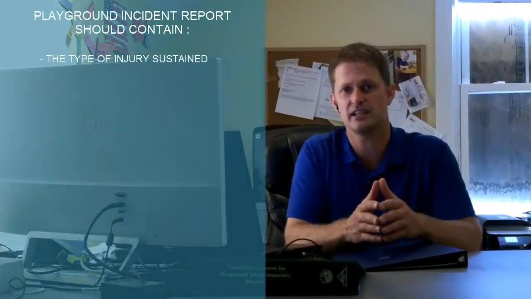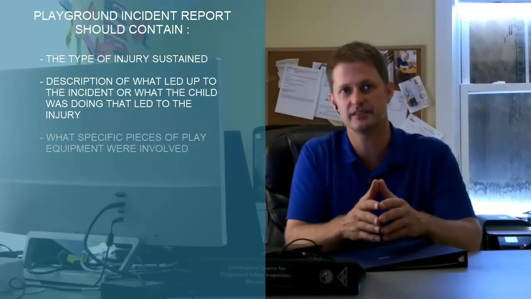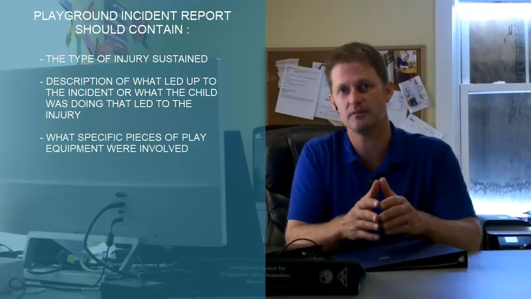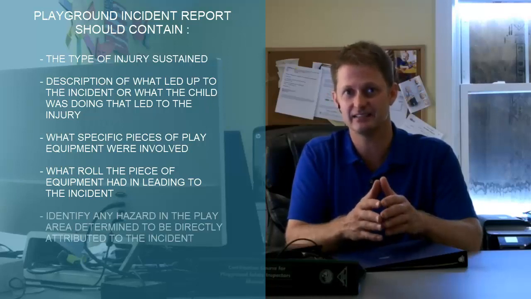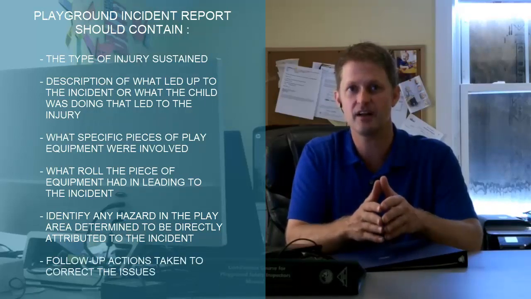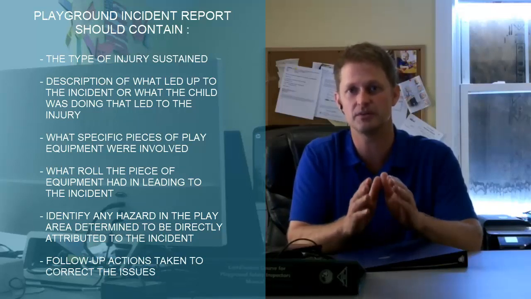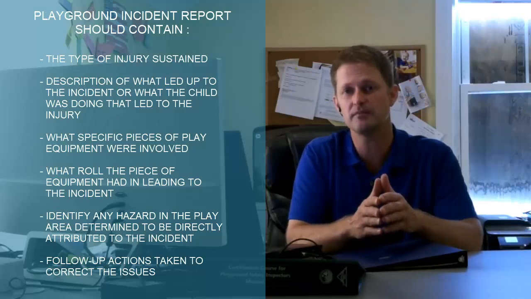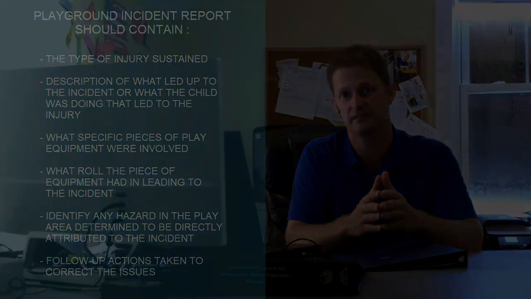The type of injury sustained, a description of what led up to the incident, or what the child was doing that led to the injury, what specific pieces of playground equipment were involved in the incident, what role the piece of equipment had in leading to the incident, identification of any hazard in the play area determined to be directly attributable to the incident, and follow-up actions taken to correct equipment or play area layout issues directly attributable to the incident. Logging the proper information will help keep track of trends within the play area, such as injuries that continue to occur on or around the same piece of play equipment.